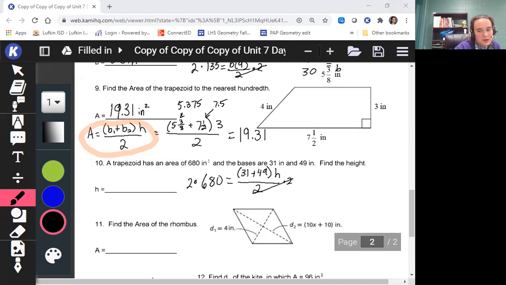680 times 2 is 1,360 equals, and we're going to add our parentheses right now. So 31 plus 49 is 80 times our height. And then we are going to divide by 80. And that gives us a height of 17.